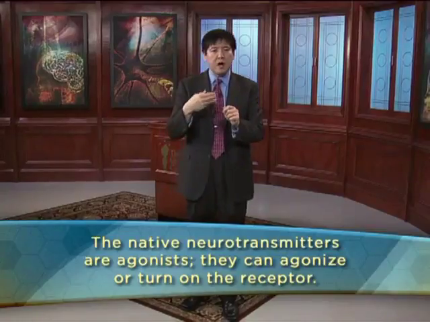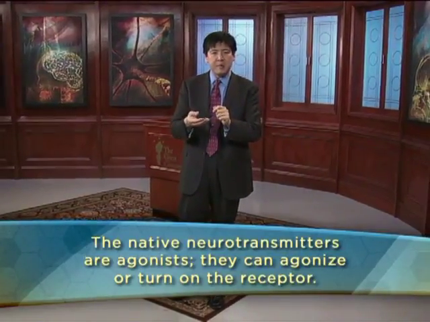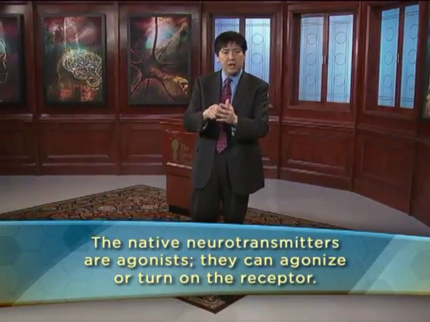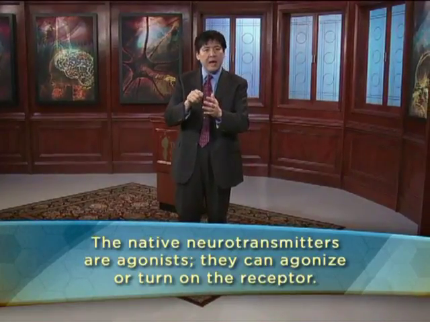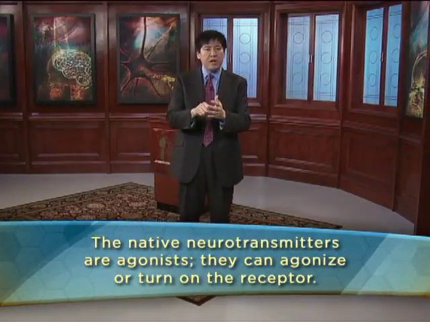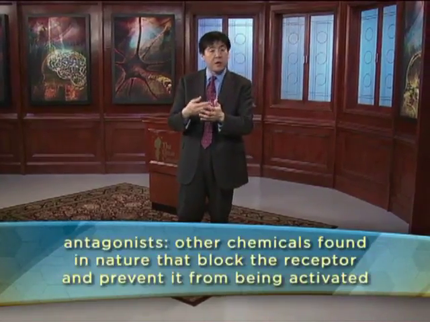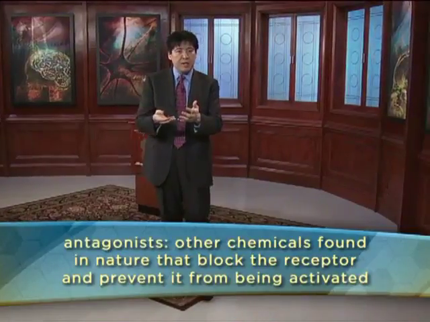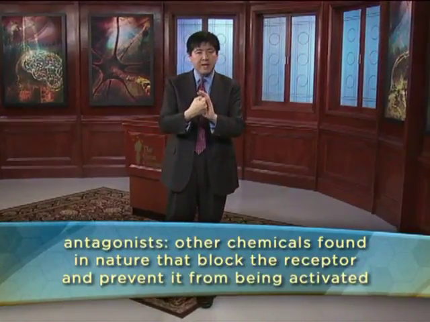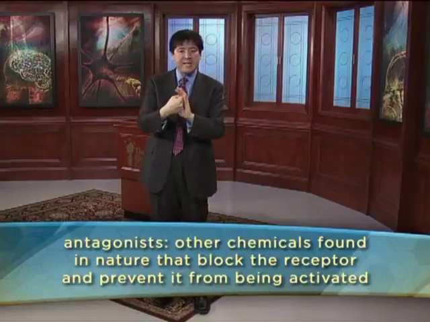And this is going to be important for the next lecture, because what we're going to be talking about is ways in which synthetically or in nature there are chemicals that can open these locks that are different from the native neurotransmitters. So the native neurotransmitters are agonists, and what that means is that they are molecules that can agonize, that can turn on the lock, that can turn on the receptor. And it turns out that in nature, there are chemicals that can emulate the action of neurotransmitters, and those are also called agonists. There are other chemicals found in nature that block the receptor, that prevent it from being activated, and those are called antagonists.